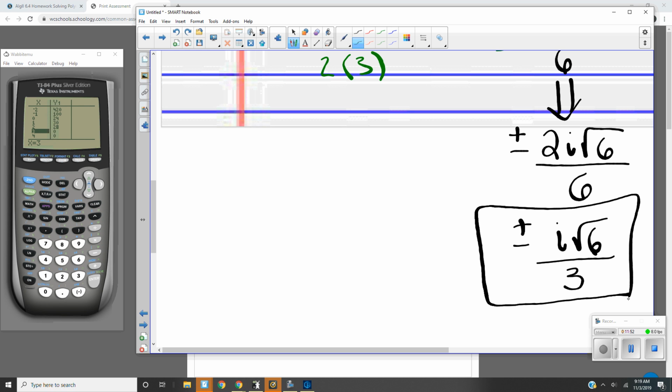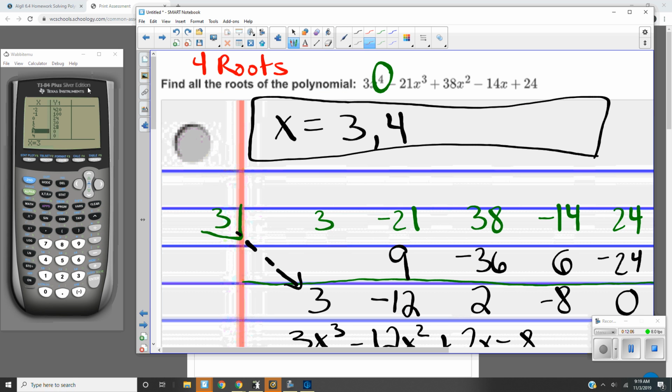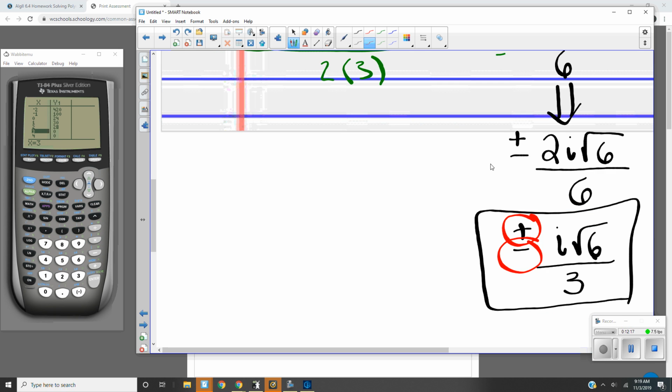So there's my other 2 answers. And remember, that does count as 2 answers because it's positive and a negative answer. So we don't have to write it out twice. We use those symbols to save us a little bit of time. So I'm going to go back to my answer box and write plus or minus i square root of 6 over 3. I think that's right. Make sure. Yeah.